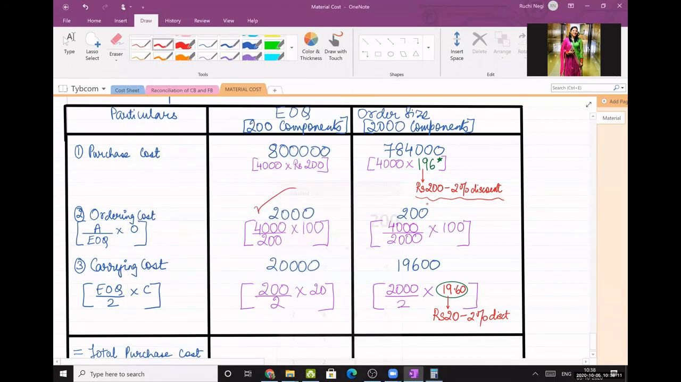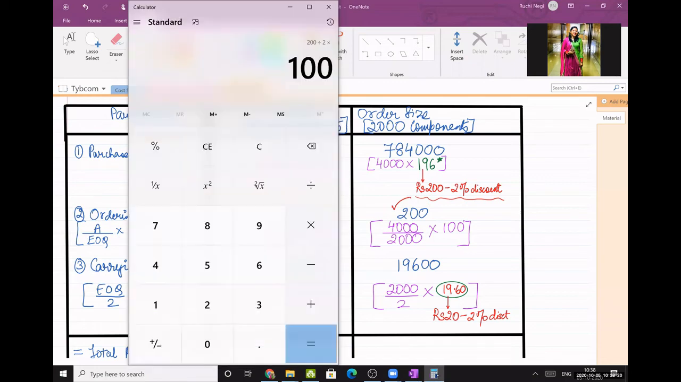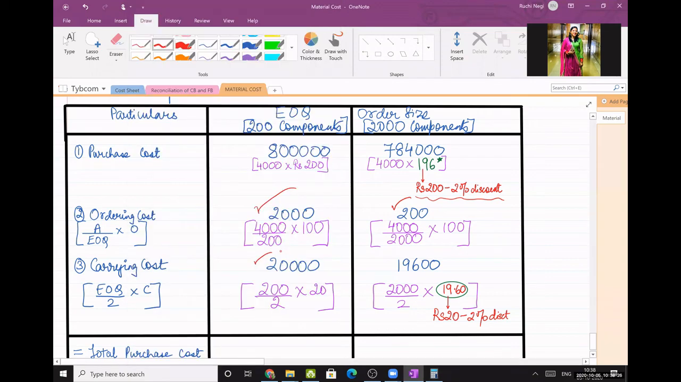Okay. Then calculate carrying cost. EOQ upon 2 into C. So 200 divided by 2 into C is how much? 200. So 20,000. C is 20 rupees. Yeah.